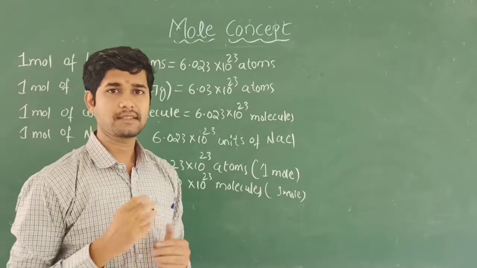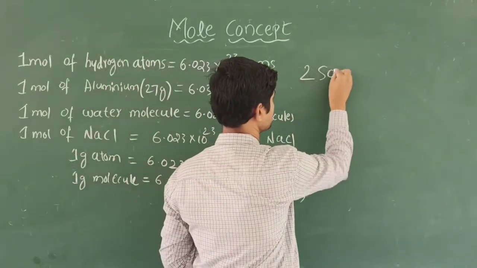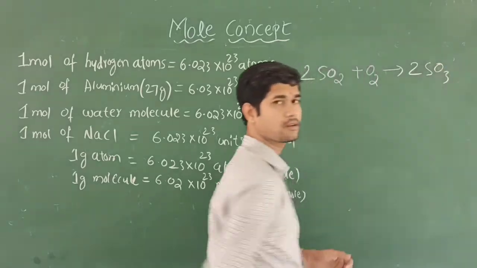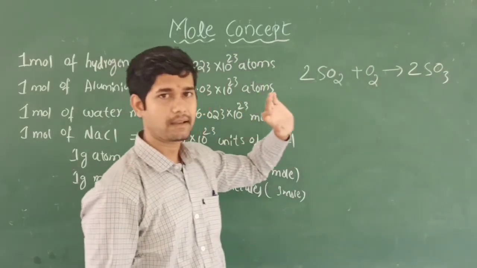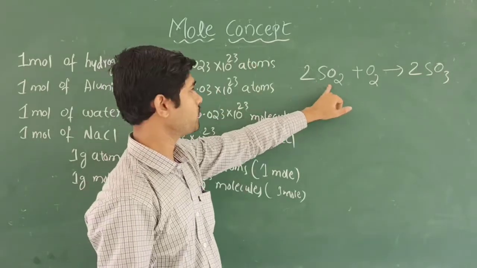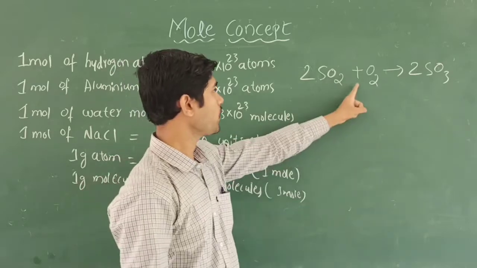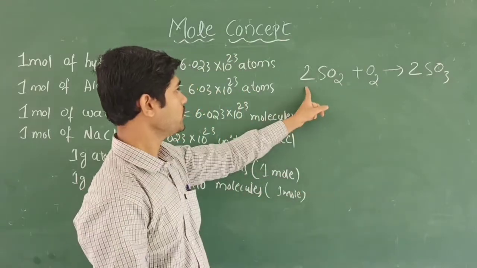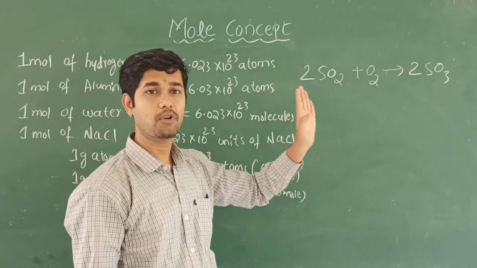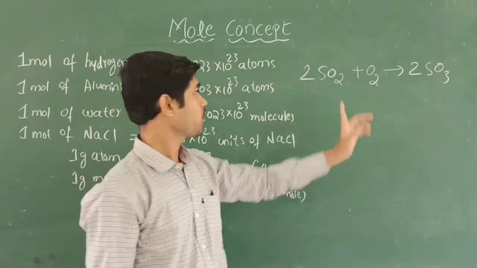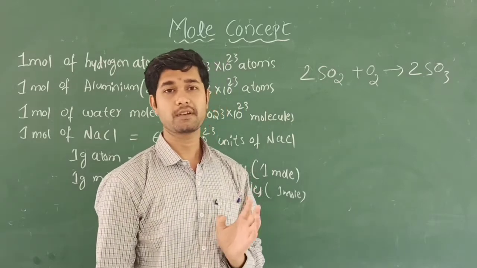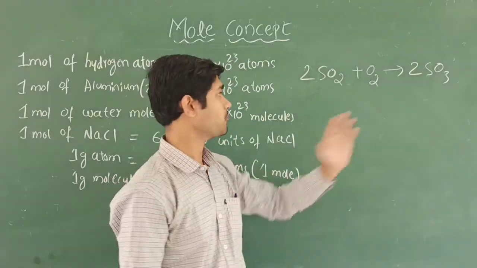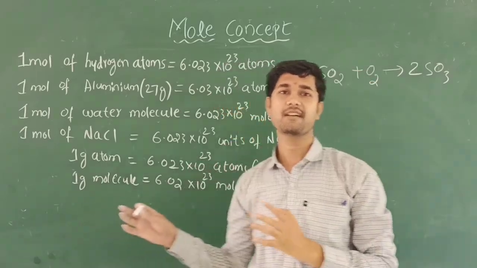Then let's see one beautiful reaction: 2SO2 plus O2 gives 2SO3. When I apply the mole concept here, 2 moles of sulfur dioxide combine with 1 mole of oxygen to give 2 moles of sulfur trioxide. It is nothing but 2 into 6.023 into 10 raised to 23 molecules of sulfur dioxide combining with 1 into 6.023 into 10 to 23 molecules of oxygen, giving 2 into 6.023 into 10 to 23 molecules of sulfur trioxide. So this is the concept of mole.